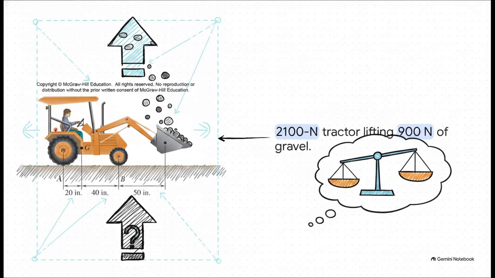Now, what's really interesting about this specific problem setup is the units. You might notice pounds and inches, but for the sake of our specific calculation rules today, we're strictly treating the LB units as newtons and the inches as meters. So think of it as a 2,100 newton tractor lifting 900 newtons of gravel. Our ultimate goal? Determine the exact ground reactions at the rear wheels and the front wheels.